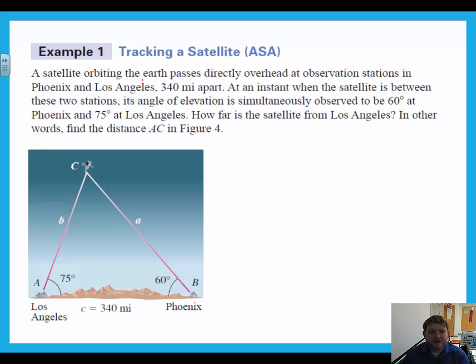So in the first example, tracking a satellite. A satellite orbiting the Earth passes directly overhead observation stations in Phoenix and Los Angeles, 340 miles apart. At an instant when the satellite is between the two stations, its angle of elevation is simultaneously observed to be 60 degrees at Phoenix and 75 degrees at Los Angeles. How far is the satellite from Los Angeles? In other words, find the distance AC in Figure 4. So we're trying to find how far this satellite up here is from Los Angeles. So we're trying to find A to C up here.